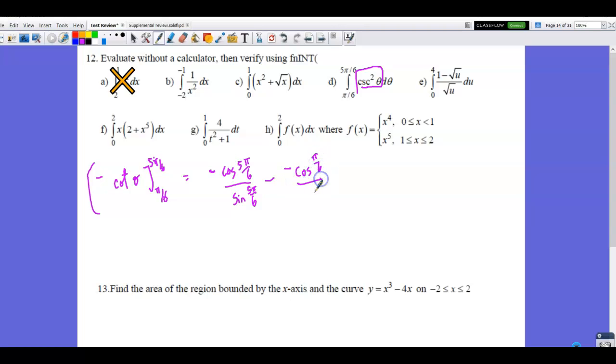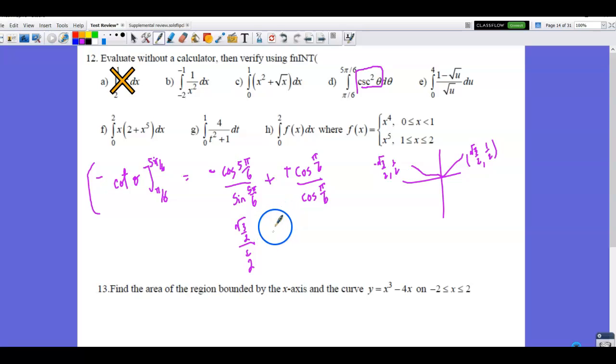So we're not going to get 0 because we're using two different angles here. Cosine of pi over 6. All right, so let's think back to our unit circle. Pi over 6 is 30 degrees, and 5 pi over 6 is going to be in the second quadrant over here. So the cosine of 30 degrees is root 3 over 2, and the sine is 1/2. Over here we have negative root 3 over 2 and positive 1/2. So cosine is negative root 3 over 2, so that makes positive root 3 over 2 over 1/2. Minus minus makes a plus.